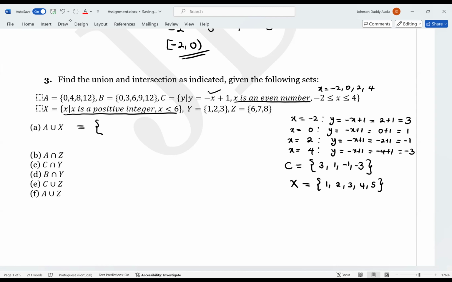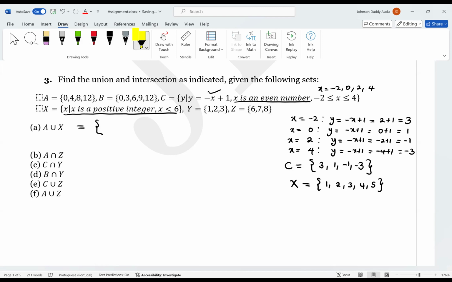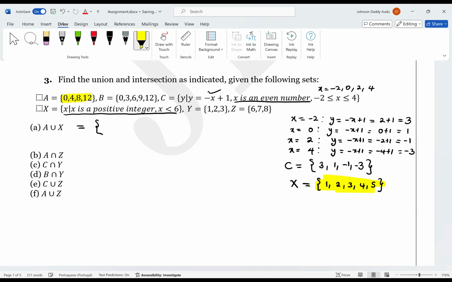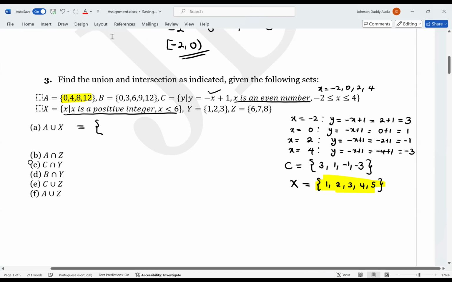It simply means what is in A and what is in X. So what is our target now? This is where you should be looking at. This is A and this is X. So to find the union, it means you take everything that is in X or A.